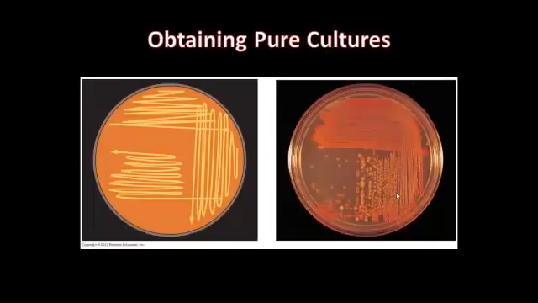Streaking is the method that you're most familiar with. We can also obtain a pure culture by method of a pour plate. We're not going to go over that in lab. We're also not going to be talking about it in this presentation, but go ahead and read about it in the textbook. It's quite interesting, and it's similar to a streak method.